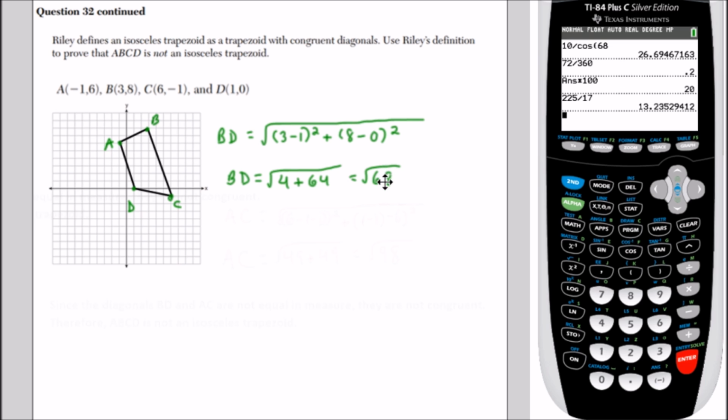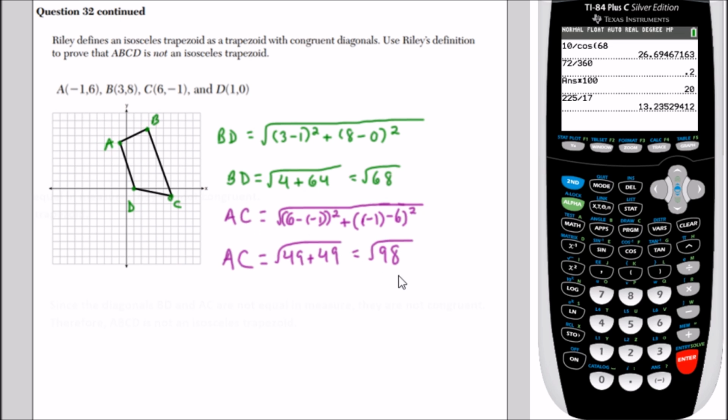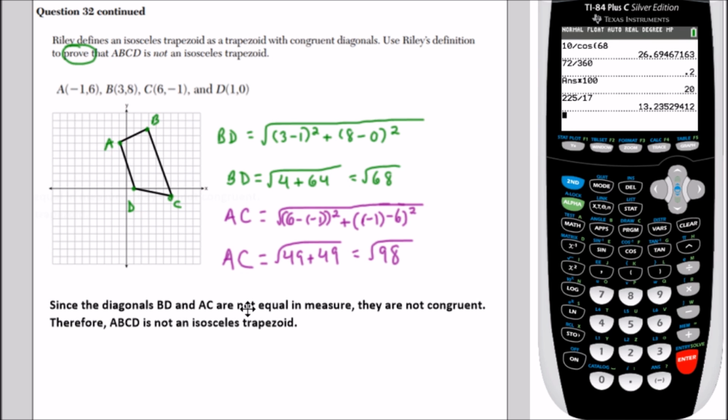And if we find the length of AC, it's going to be longer. It is going to be square root 98. So now, once again, we are writing a proof, so we actually have to write a sentence. It would not be enough to just show the math. So to conclude what we have here, we could just say, since they're not equal in measure, the diagonals are not congruent. And if the diagonals aren't congruent, we can now conclude ABCD is not an isosceles trapezoid.